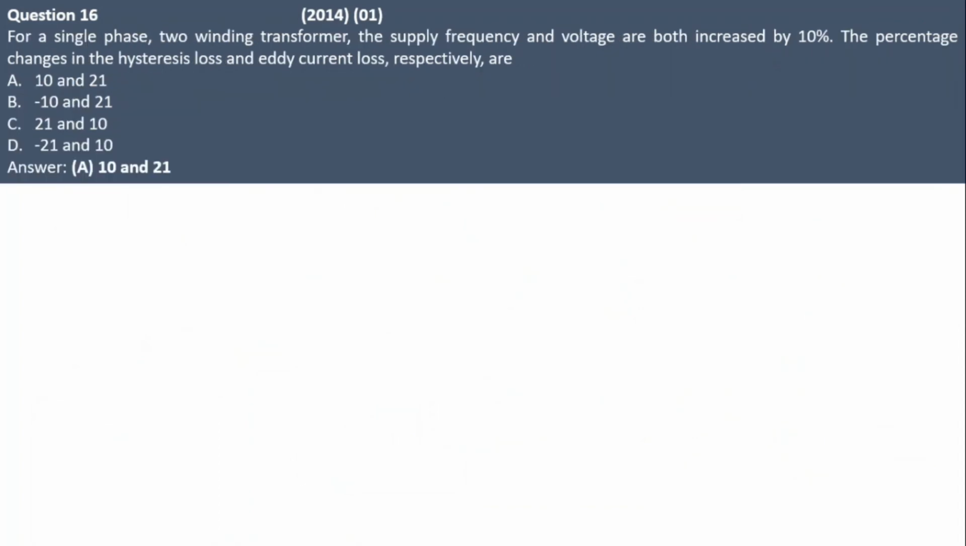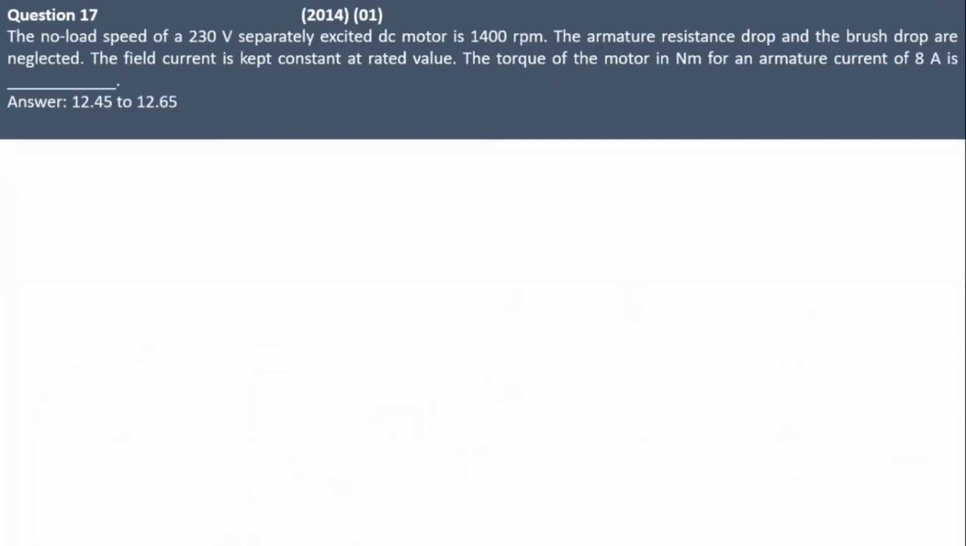Next, the no load speed of a 230 volt separately excited DC motor is 1400 rpm. The armature resistance is negligible. The field current is kept constant. The torque of the motor is how many Newton meter, if the armature current is 8 amps? So Ia is 8 amps.